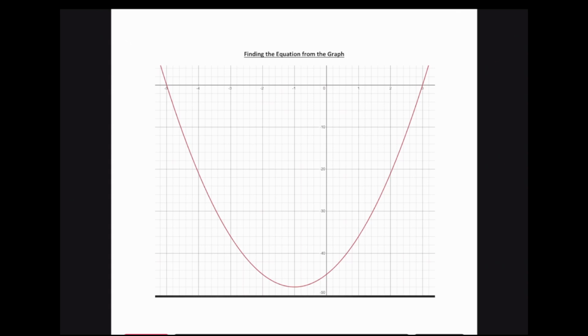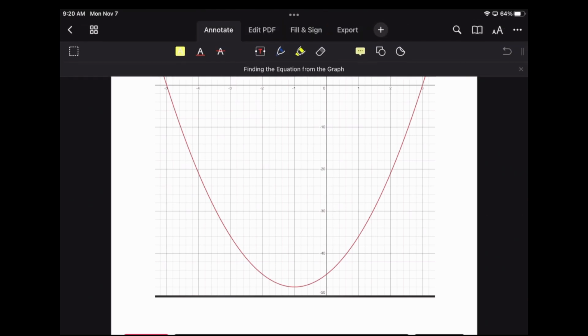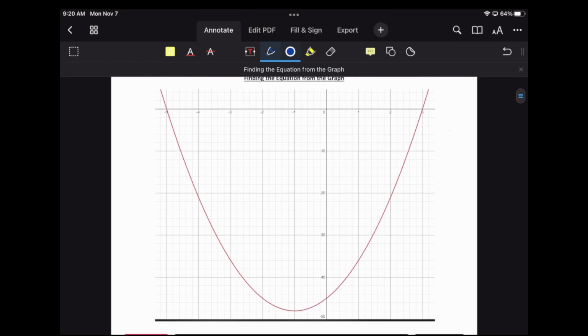In this video, we're going to take a look at how to find the equation of a parabola when you're just given the graph. So we're going to work through three examples here. Let's dive right in. In our first example here, the first thing we want to think about is what form of the equation is going to be easiest to use for a given situation here.